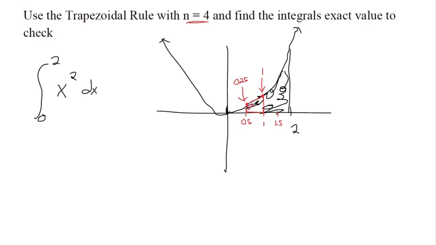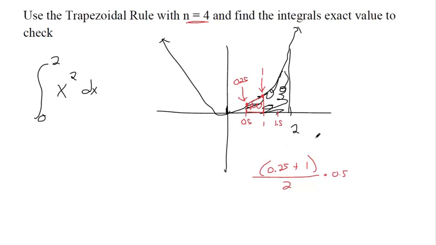And so the area of this trapezoid is the average of the bases. So this one is 0.25 in length, and this one is 1 in length. So we divide that by 2. And then you multiply it by the height of the trapezoid. So the height of this trapezoid is 0.5. Right? From 0.5 to 1, you've got 0.5 in distance. And so that's our first area.